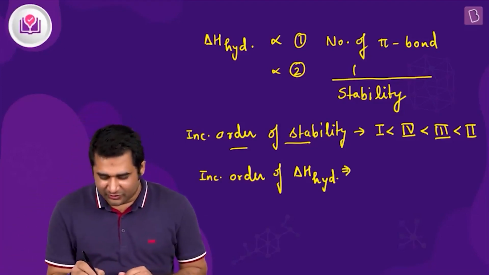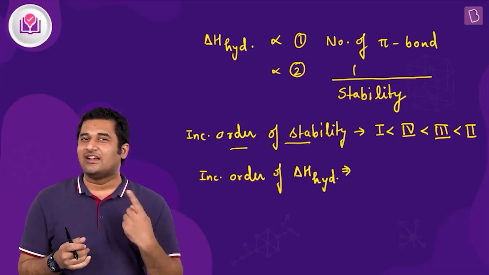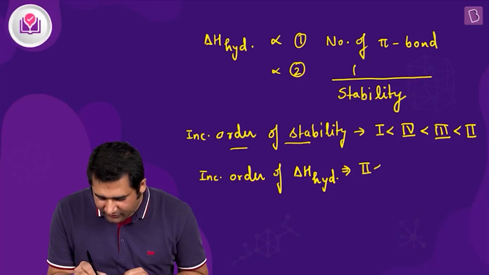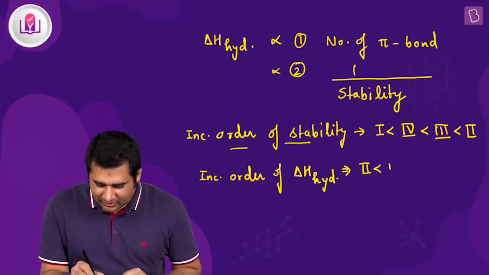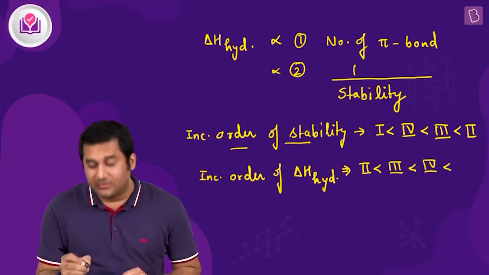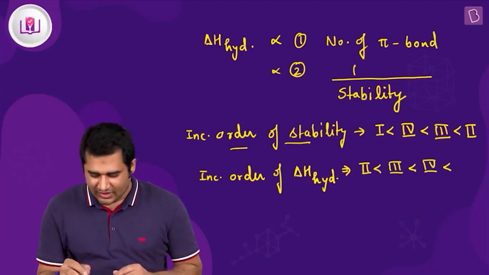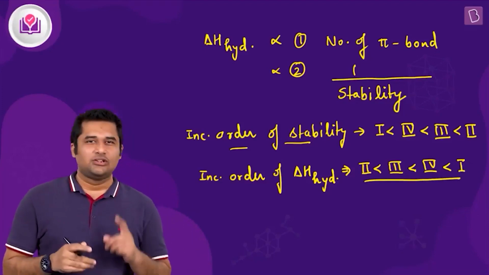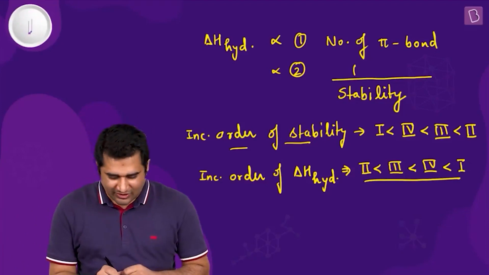It is very simple. We know that the one which is least stable has the highest heat of hydrogenation, according to which we can say that the least one will be for the case second, then comes the third one, then comes the fourth, and the maximum heat of hydrogenation in this case will be for option 1. So that means 2, 3, 4, 1. 2, 3, 4, 1.